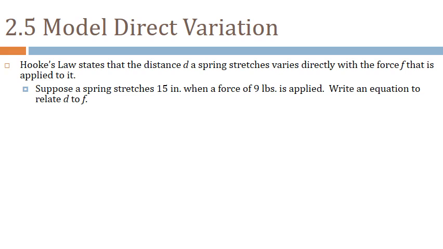Another example from physics. Hooke's law states that the distance d a spring stretches varies directly with the force F that is applied to it. So suppose a spring stretches 15 inches when a force of 9 pounds is applied. Write an equation to relate d to F. Well, notice back in the first sentence that the distance comes first, and then it says varies directly with the force F. So we're going to start off with d and say it equals a times F. Because the d came first, the F came second, and the varies directly, that's the equals a times.